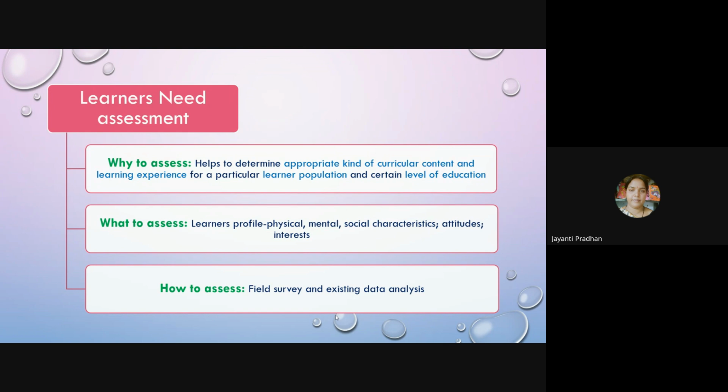Then we will gather the data, organize the data, and analyze the data to get a confirmed idea or fact about the level of the learners for whom we are going to plan or develop a curriculum.